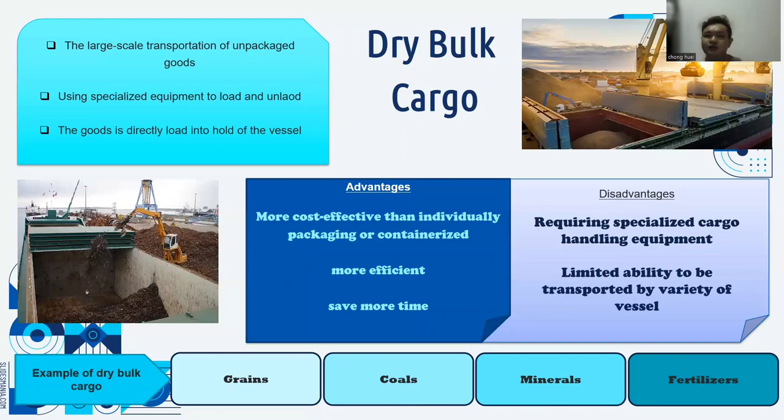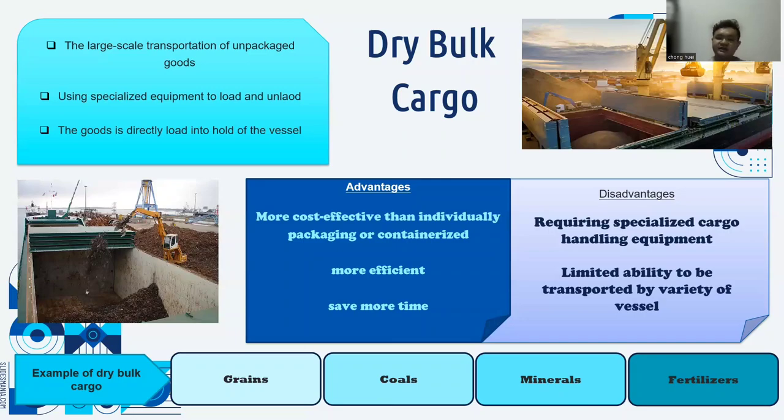The advantage of dry bulk cargo is that it is more cost effective than individual packaging or containers. This is because it allows for the transportation of large quantities of goods in a single shipment, reducing the handling and packaging costs. Secondly, it saves more time because the port can directly load and unload the goods into the hull without using specific handling equipment. And it is more speedy and efficient than other cargo shipments.